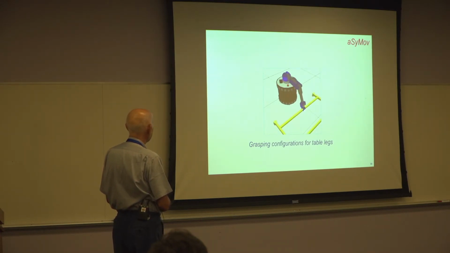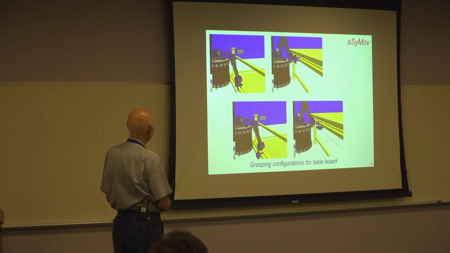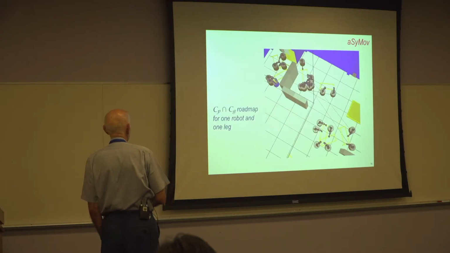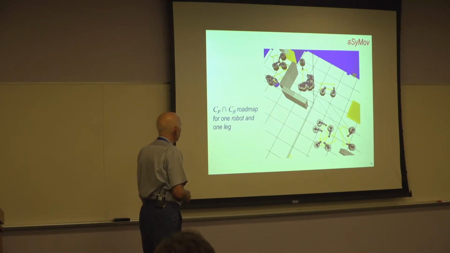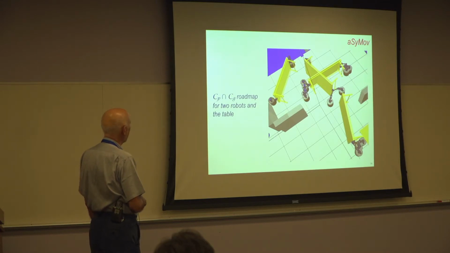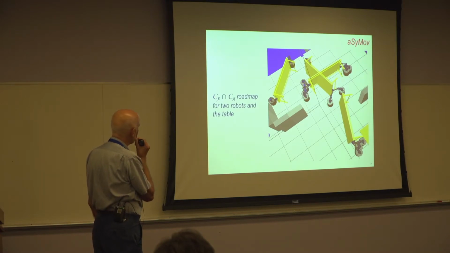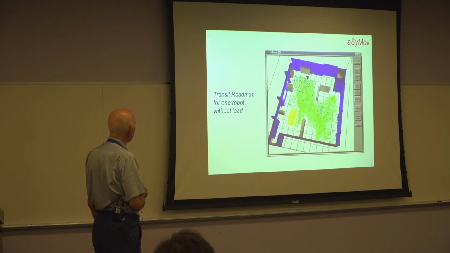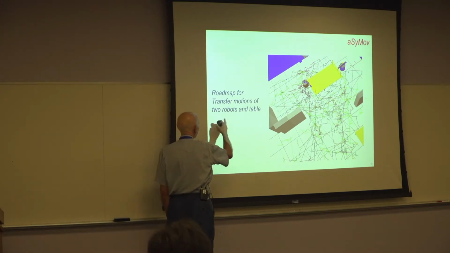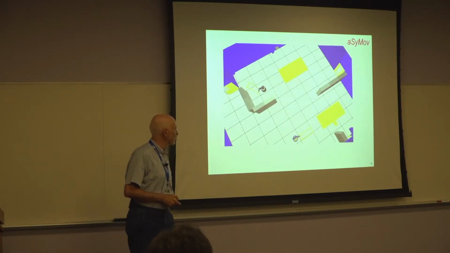That gives you different roadmaps. You have the grasping configuration for the table board, which illustrates how to do that. CP enter CG roadmap for one robot and one leg. CP enter CG roadmap for two robots and the table, if they carry the table, and so on. And you end up with a collection of something, in this example, 20 or 20-something different roadmaps. This is a transit roadmap for one robot, and a roadmap for transfer motions for two robots and the table, and you do your search over there.